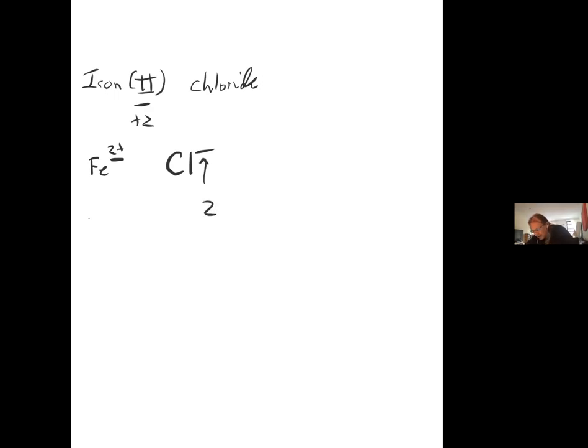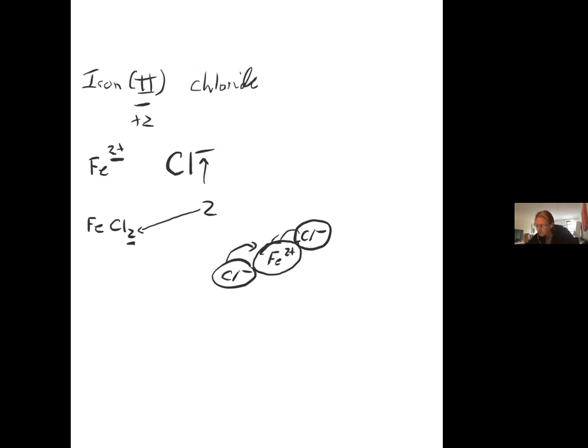So that means we're going to have FeCl2. The number of the ions is right there. Again, a picture. Here's your iron 2. Here's your chlorides. It takes 2 chlorides to balance that +2 charge. So that's why the positions in the table are important. Minus 1 if you're in group 7A, right? Minus 2 if you're in group 6A. Minus 3 if you're in group 5A.